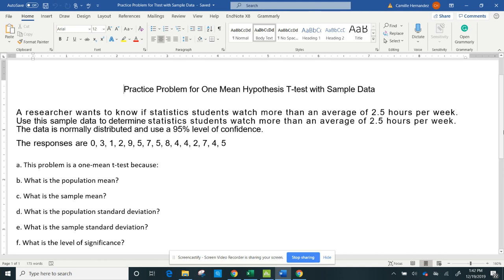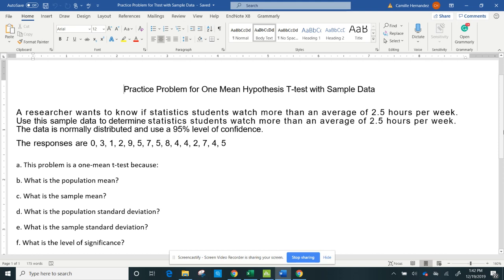So a researcher wants to know if statistics students watch more than an average of 2.5 hours per week. Using the sample data, determine if statistics students watch more than an average of 2.5 hours per week. The data is normally distributed, using a 95% confidence level. So what I'm doing here is a researcher wants to know if a student watches more than 2.5 hours per week of television. This data might look familiar to what we used in the interval practice problems.